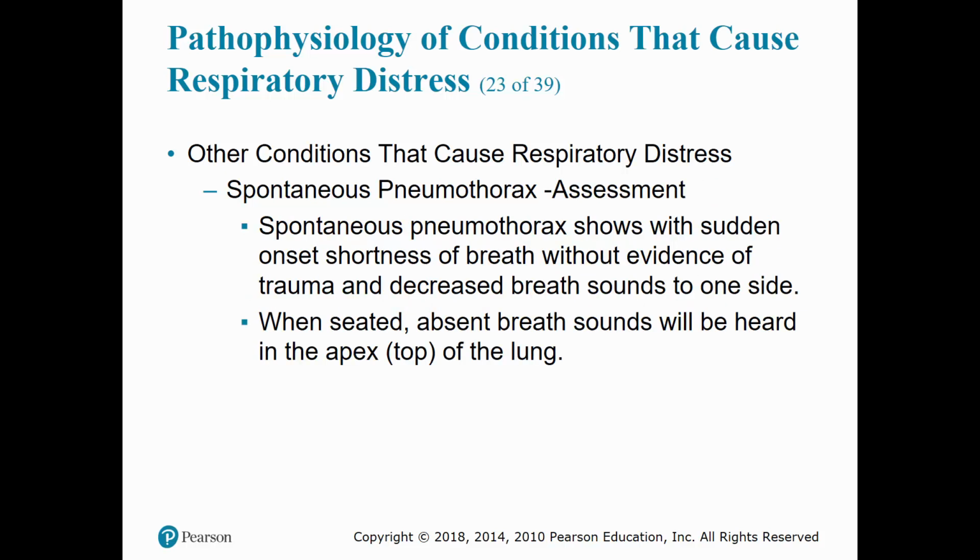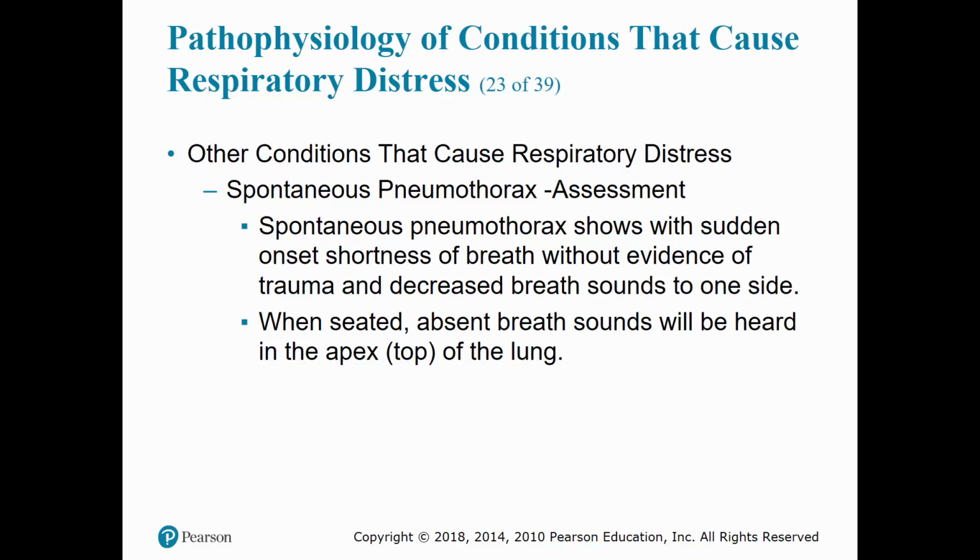When going through and assessing the patients, they will present with sudden onset shortness of breath with no evidence of trauma. They'll have decreased breath sounds to the affected side. They'll be very tachypneic. You may find what's called subcutaneous emphysema, where air is actually collecting underneath the subcutaneous layer of skin. When you go to feel these areas, it'll almost feel like a snap, crackle, pop feeling, like you're running your hand over Rice Krispie treats, or not Rice Krispie treats, but bubble wrap, and you'll feel that popping feeling.